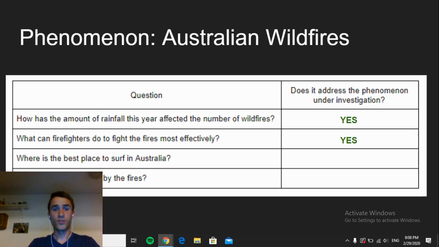Where is the best place to surf in Australia? Well, this is about Australia, and Australia is part of the phenomenon, but the phenomenon is the wildfires in Australia, right? And this has nothing to do with the fires in Australia. So no, this one would not address the phenomenon, which makes it not a good scientific question.